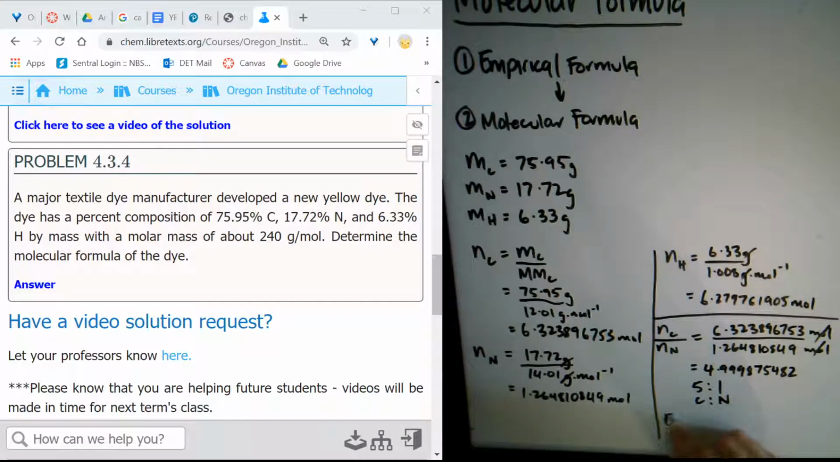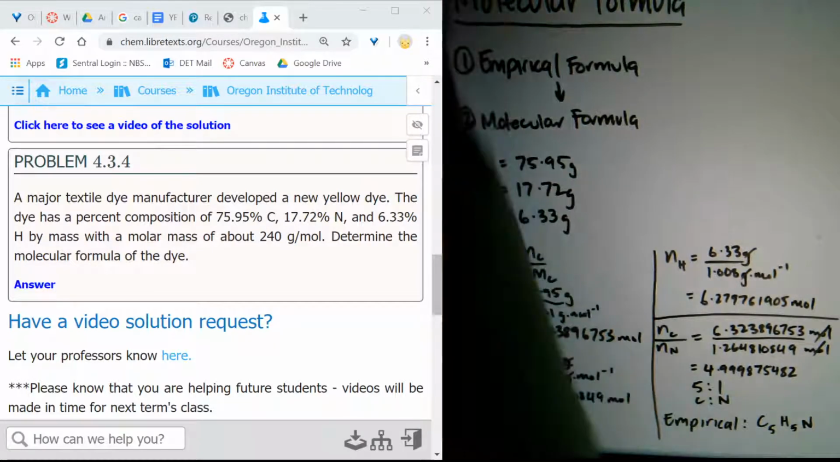So my empirical formula here is, well, the number of moles of carbon and hydrogen are the same, and my ratio of carbon to nitrogen is 5-to-1. So what we really have is C5H5N, because carbon and hydrogen are 1-to-1. That's my formula so far, but that's not necessarily my empirical formula. So I'm just going to move this over here.